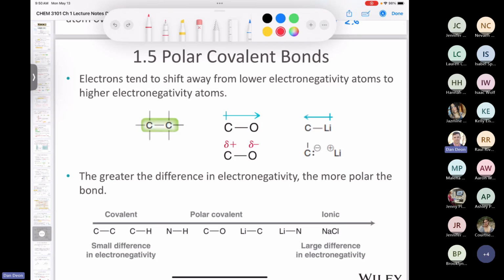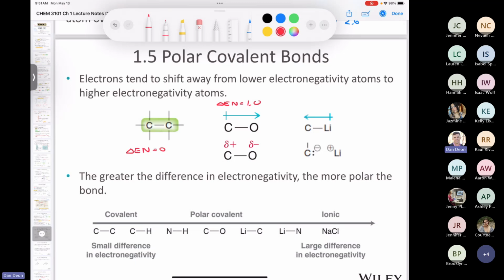So it says here that electrons tend to shift away from the lower electronegativity atoms to the higher ones. Now, again, here we said the delta EN was nothing, so there's no difference in electronegativity. So they both have an equal ability to pull electrons towards themselves. Here we said the delta EN was what, 1.0? Okay, we did that on the previous slide.